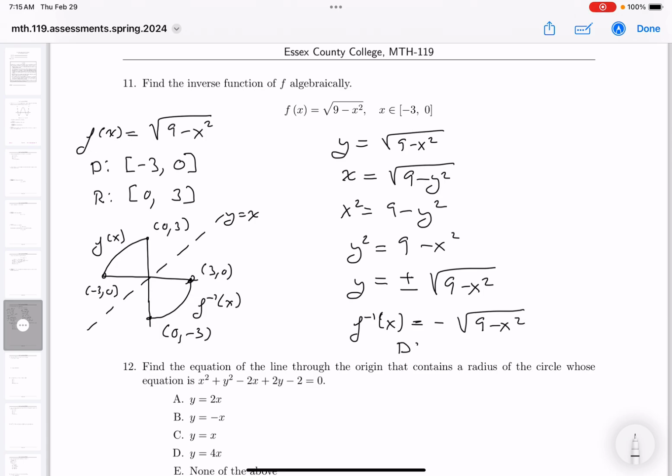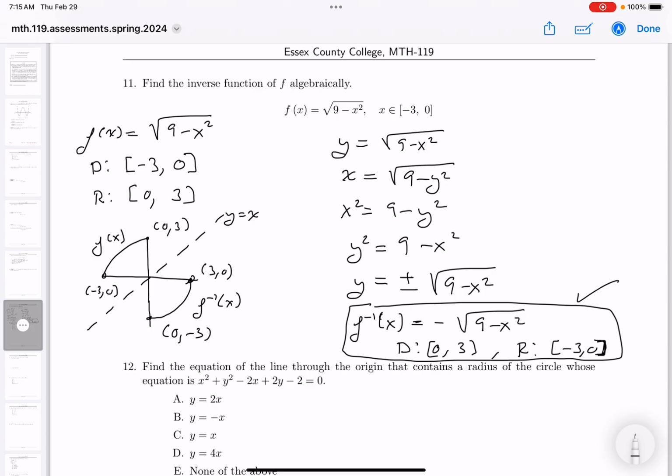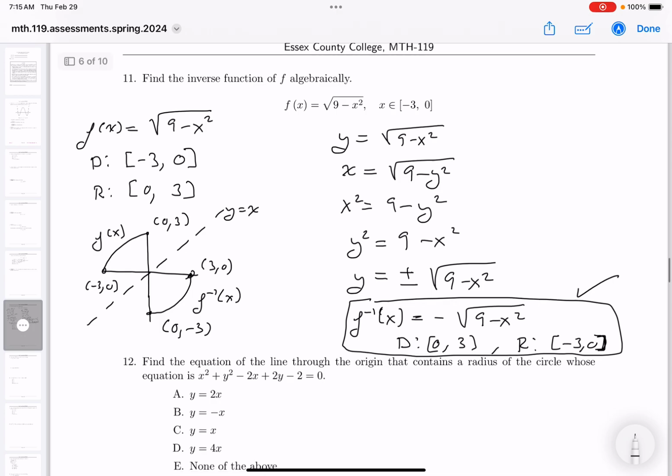Let me write the domain down for this. The domain is going to be, let's see, 0 to 3. And the range of this guy over here is going to be minus 3 to 0. Whoops, sorry about that. I'll put a little box in this and go to the next question. All right, again, it asks for the inverse. That's what the inverse is. The inverse is going to be the opposite of the root of 9 minus x squared. The domain is 0 to 3, including the endpoints, and the range is minus 3 to 0, including the endpoints.